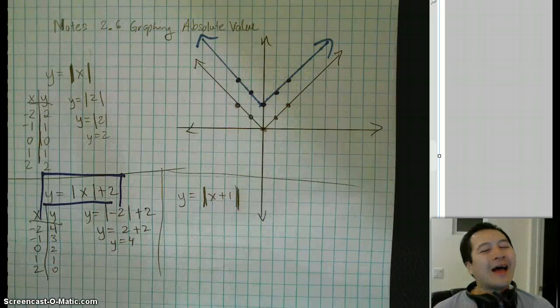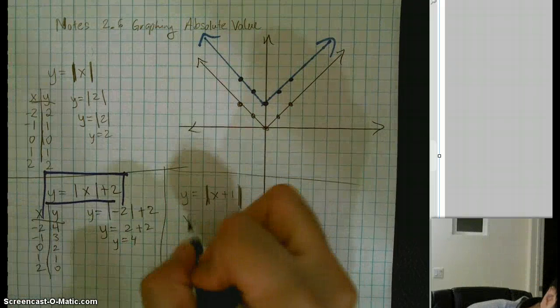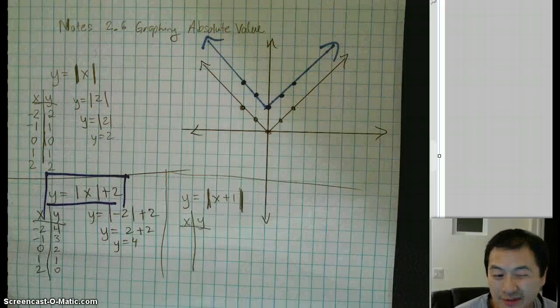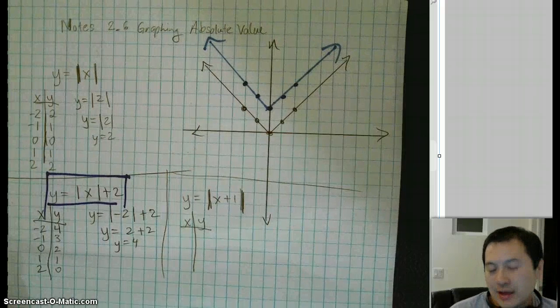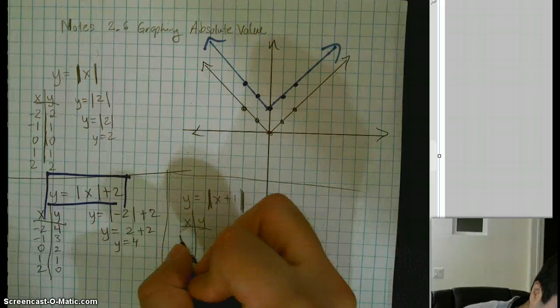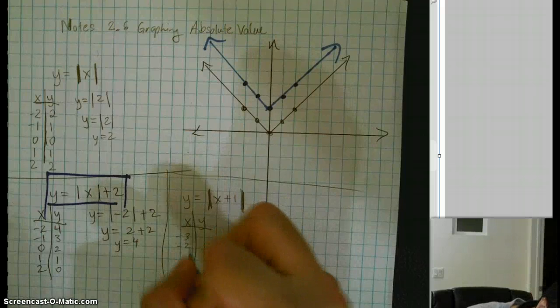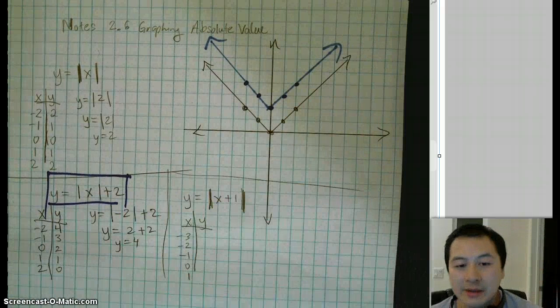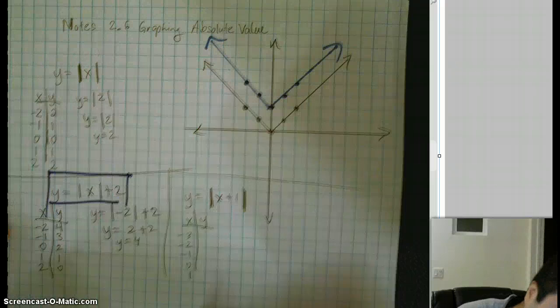Good. Now I want to make a t-table again, and I'm going to plug in numbers and check it. But I'm going to pick numbers differently now because I know what I want. I'm going to pick -3, -2, -1, 0, 1. Plug it in. Pause it. Plug it in by yourself. I will start plugging them in right now.